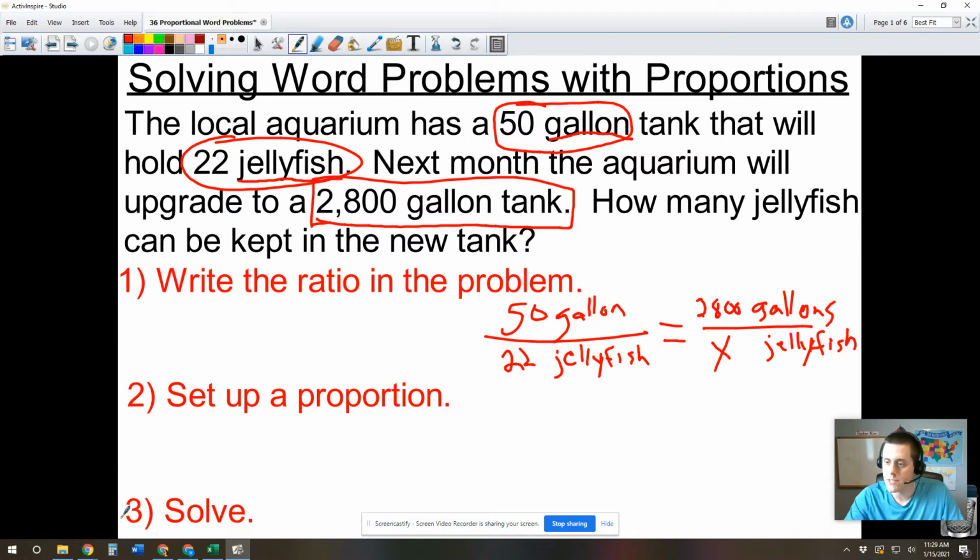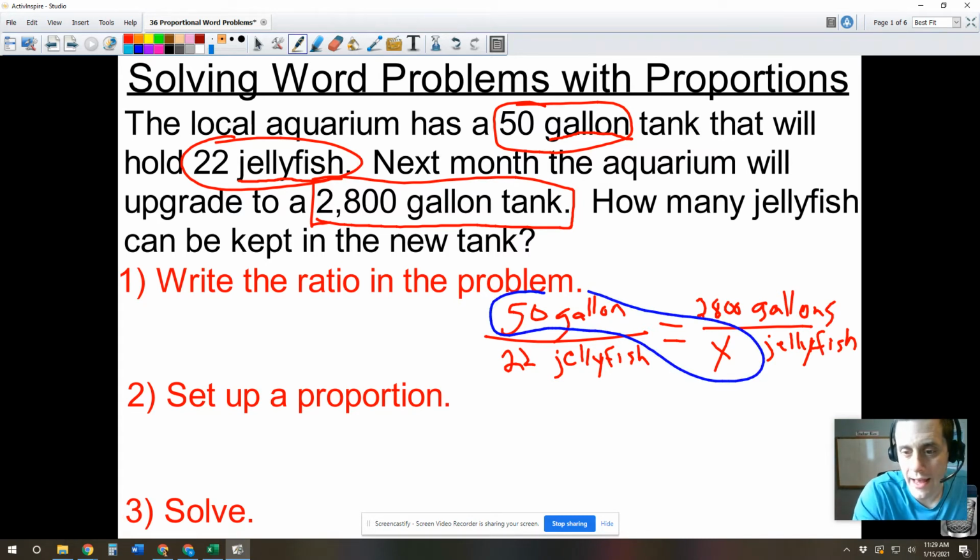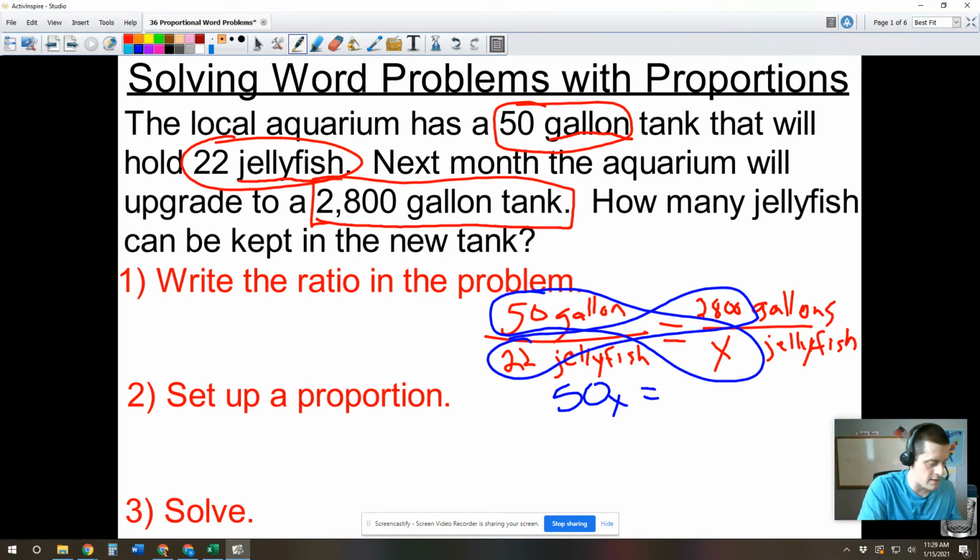We just need to solve this proportion like we did last lesson. I'm going to go ahead and use the cross product method, starting with the diagonal with my variable. 50 times x is 50x. We drop our equal sign. My other diagonal is 22 times 2,800. I'm going to grab my calculator to work that out. 22 times 2,800 gives us a product of 61,600.